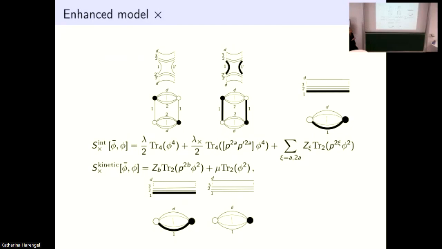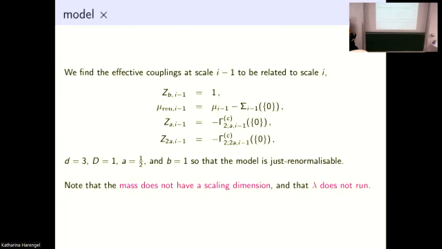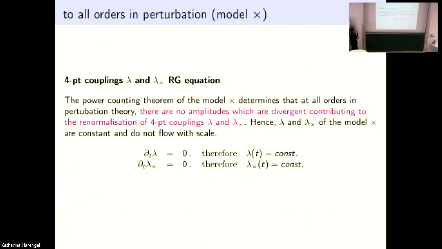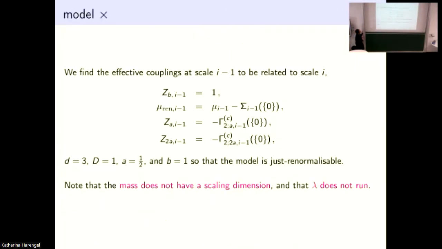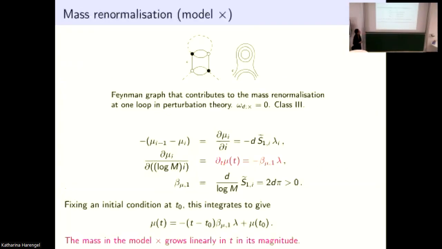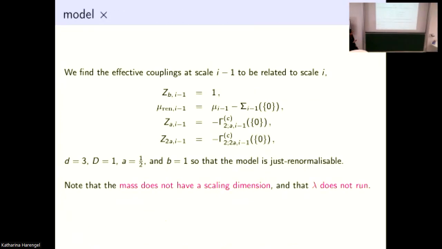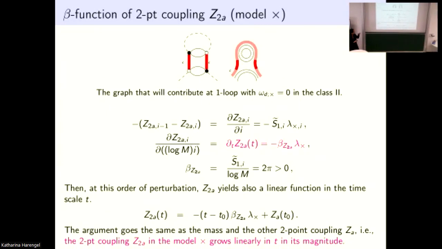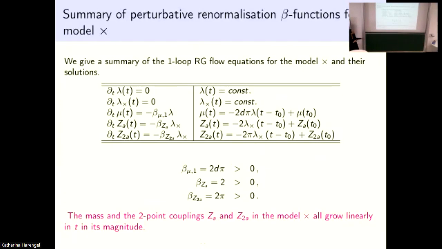And maybe I'll talk a little bit about model X. I'll flash some slides. So in this case, as you can see, these contribute to the mass renormalization. It's log divergent, so the mass doesn't have a scaling dimension in this model. Let me just go all the way. So this is a summary.